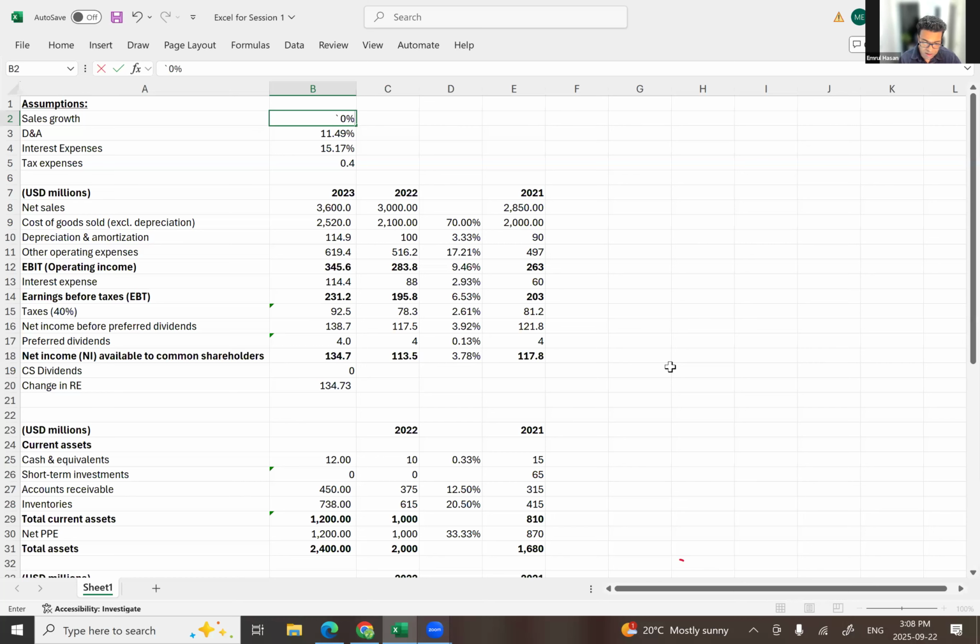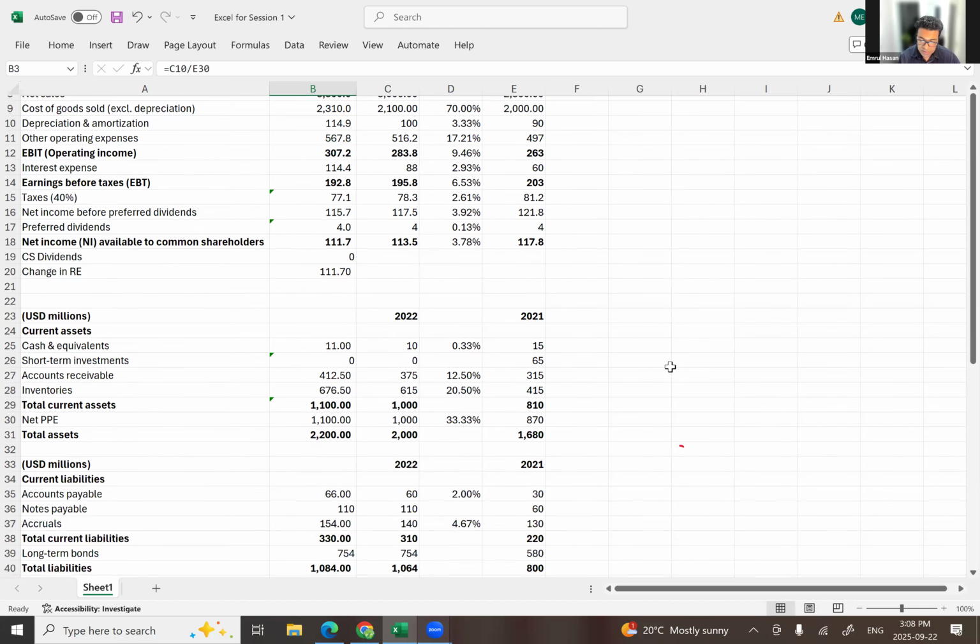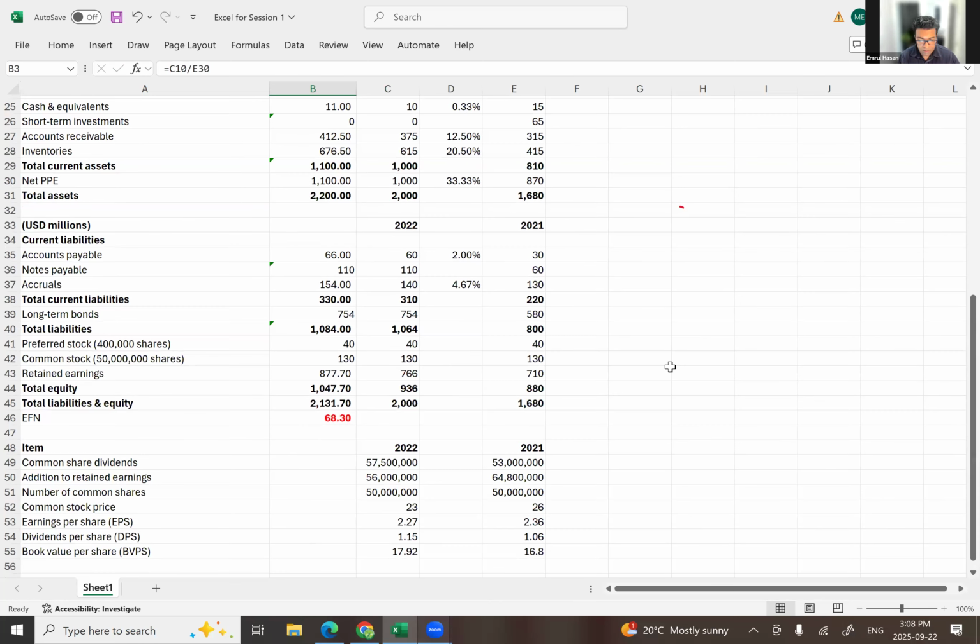This is why I like sales to be connected. Or you can do a best case scenario, just copying and pasting, worst case scenario, etc. See, everything changes by itself. This is why your sales should be linked. And it makes sense. You need less money now, 68 million. So you can tell the boss, we need 68 million.